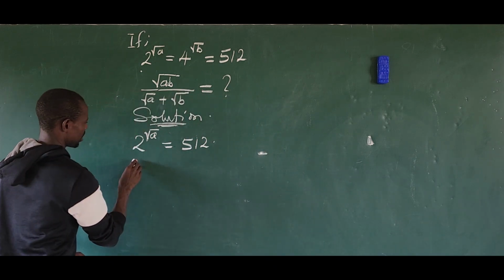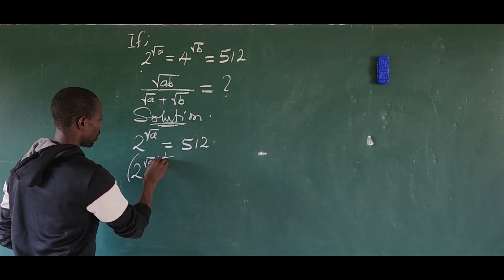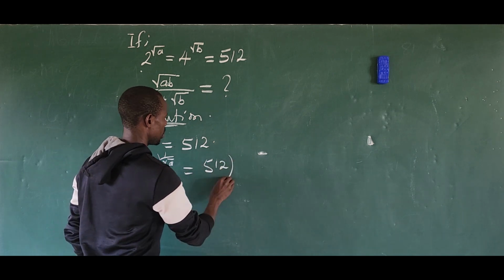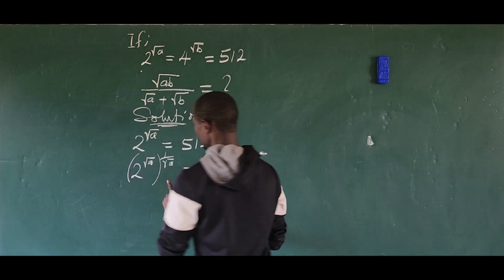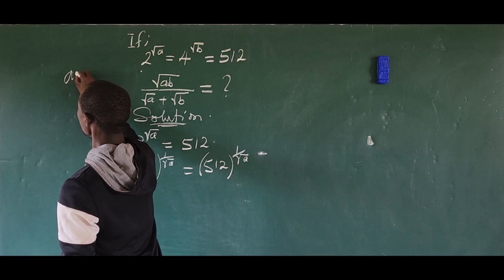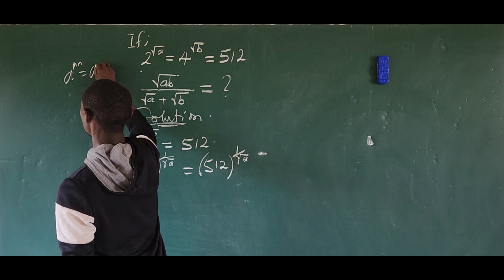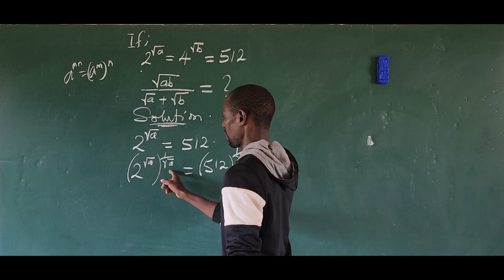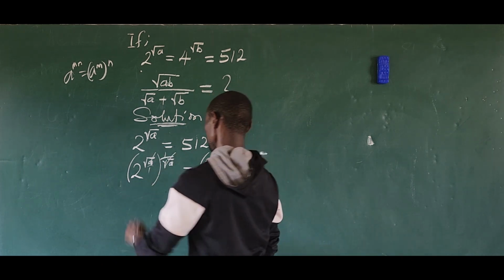If we do that, this is going to give us 2 to the power of root a, all raised to 1 all over root a. We equally do that to this side, which is 512 raised to 1 all over root a. So, if we consider the law of indices, which says that a to the power of mn is equal to a to the power of m, all raised to the power of n, then we do a multiplication. If we multiply this by this, all of a divides to one. And so we are left with 2 here.